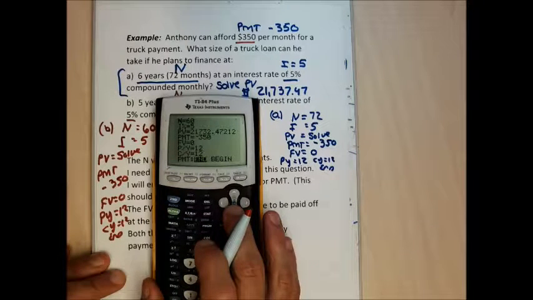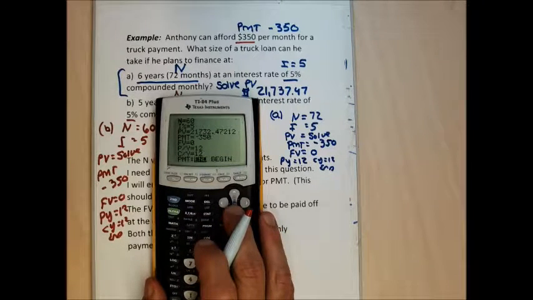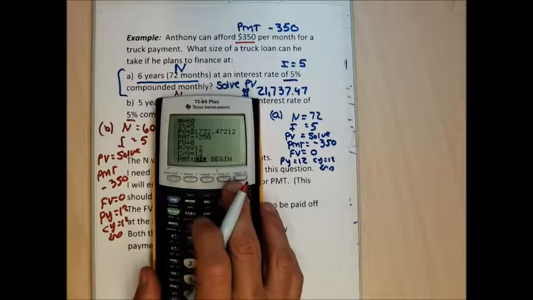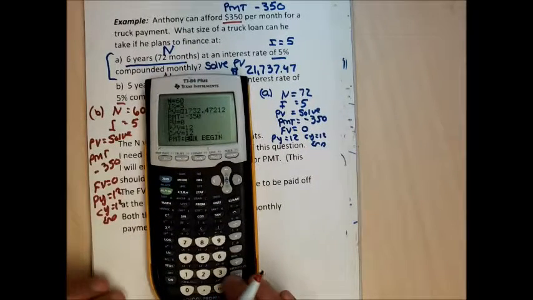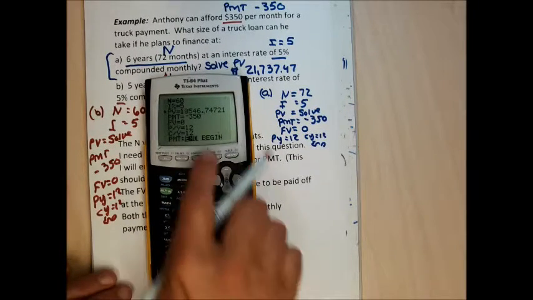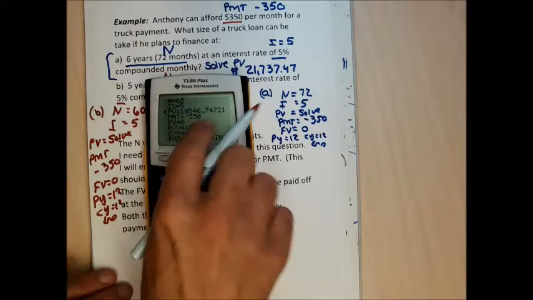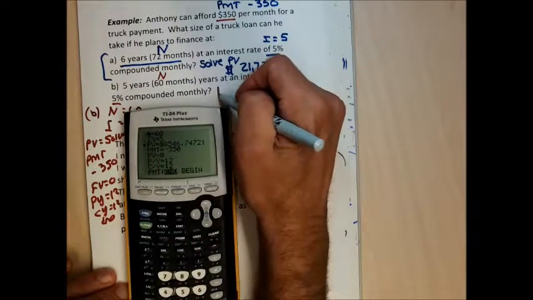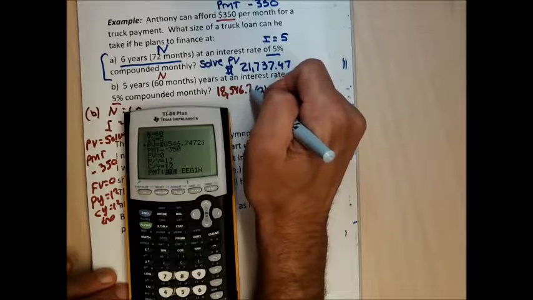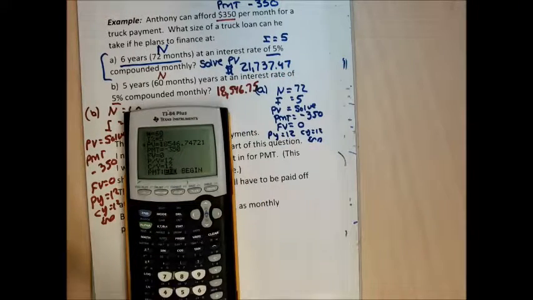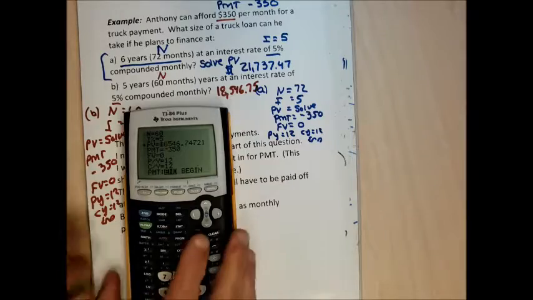I leave the I at 5. I leave the payment at negative $350, and I have the 0, 12, 12 and END in. I scroll up to the PV. I hit the green alpha button followed by the enter, and that's going to tell me if he finances for 5 years, he can only get $18,546.75 for a loan.